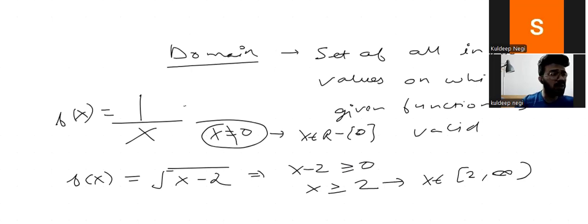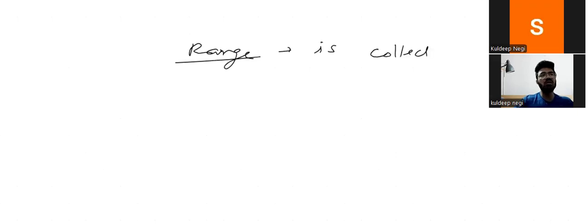Second concept is of range. Range is very simple. Range is the collection of all output values.